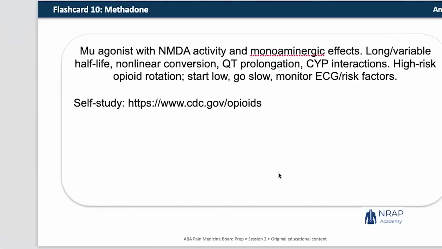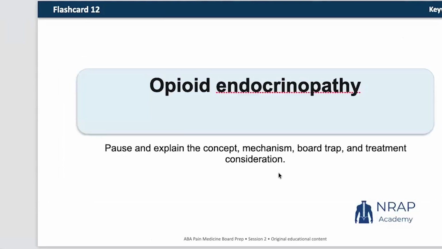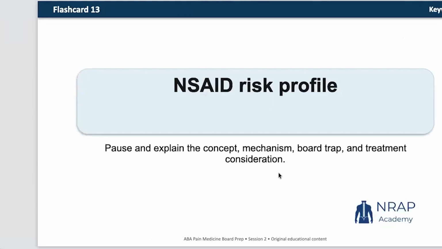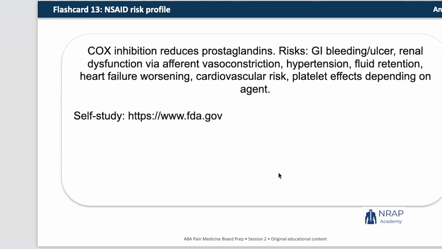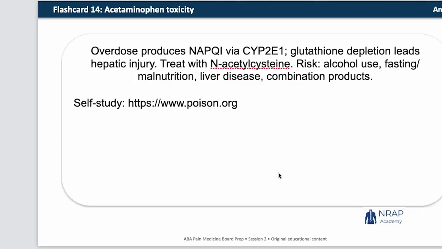Buprenorphine. Remember, high partial mu agonist and kappa antagonist. Opioid, we know about the GnRH. We talked about that last time. I'm moving a little quicker because we have another couple minutes left. COX inhibits the prostaglandins. Acetaminophen toxicity, always think of NAC, acetylcysteine.